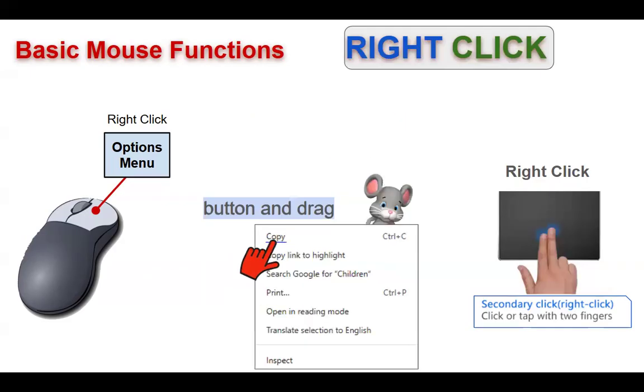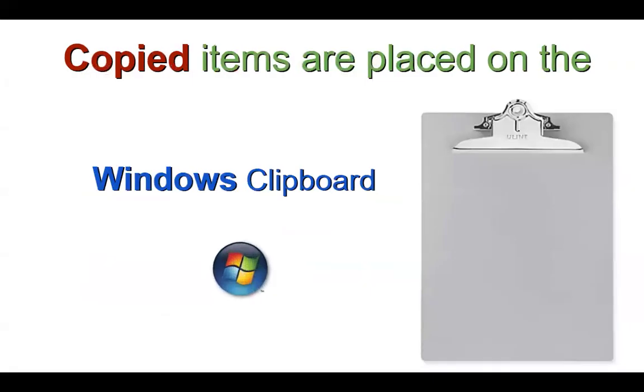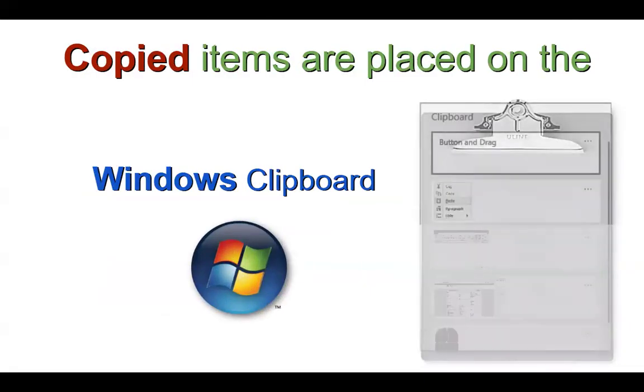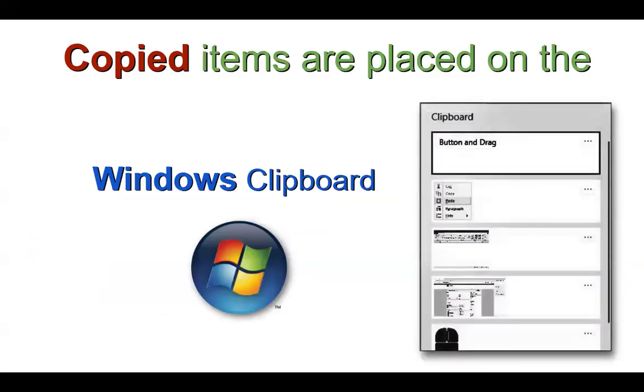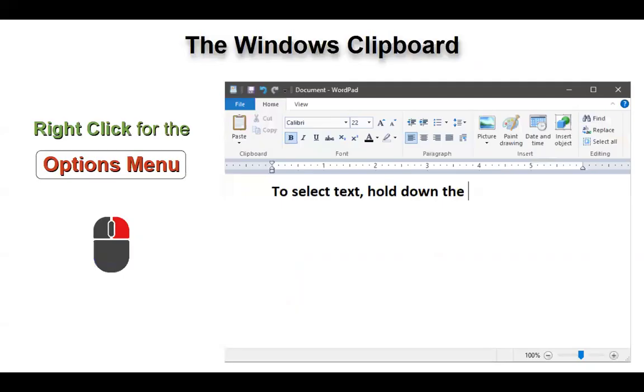Okay. If you right click on selected text, there's usually an option to copy the text. Then click with your left button to copy. The selected text is copied onto the Windows clipboard. How many of you are familiar with the Windows clipboard? You've heard of it at least. You know that when you copy something, it goes on the clipboard. Did you know the clipboard has more than one thing on it? I'll show you that in just a second here.